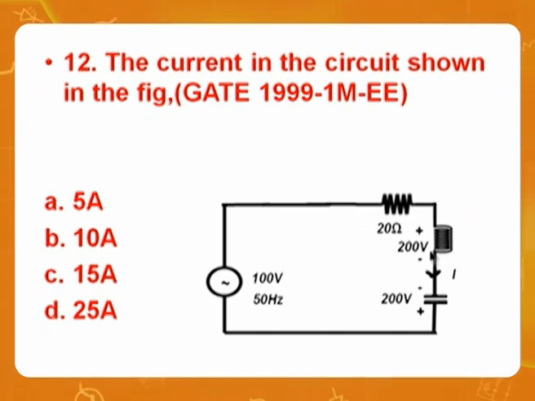12th one. The current in the circuit shown in the figure, what should be the current? This is 200, this is 200. This is plus, minus. Please observe, the inductor is positive, the capacitor is negative. Positive is 200, this is negative 200, they get cancelled. Therefore, the total has to go with the resistor. If the total is going with the resistor, what will happen? 100 volts by 20 will become 5. And this is option A. Very simple.